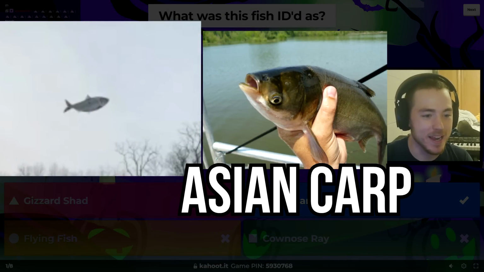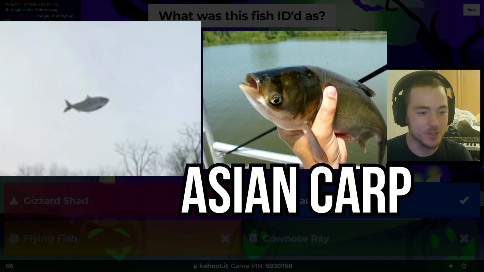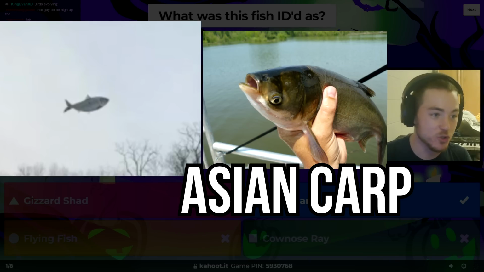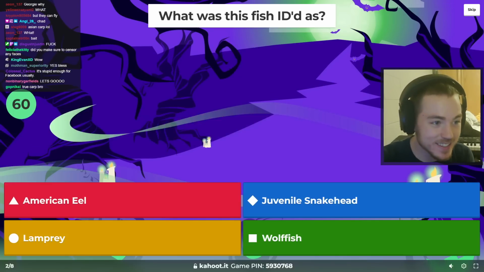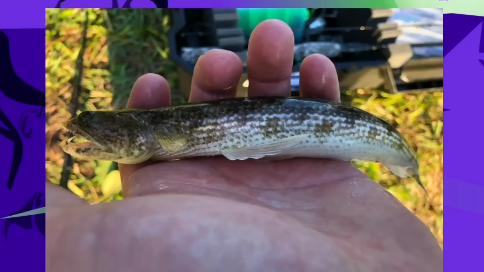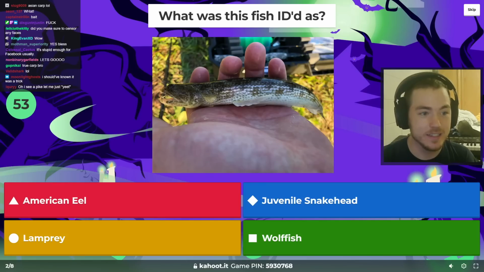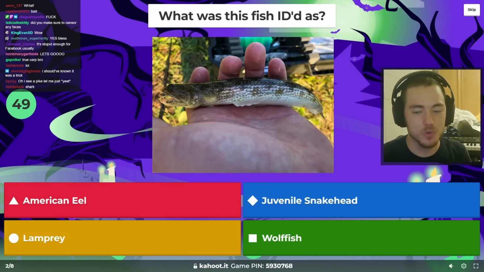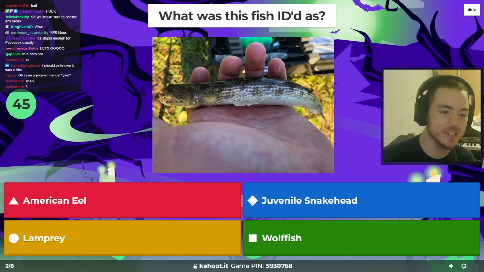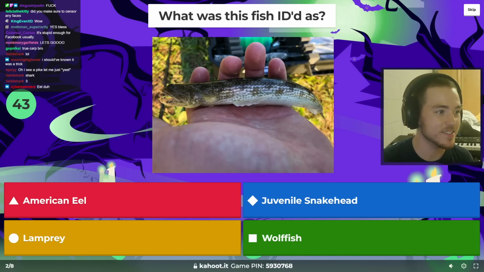Flying fish was a good bait answer, but someone said that this tiny shad-shaped fish was an Asian carp, and they seriously guessed that. What was this fish seriously identified as? Now, this is an inshore lizard fish. This is an ocean fish. It's very common being called a lizard fish. Which of these did someone in the comments of the identification on Facebook say that it is?